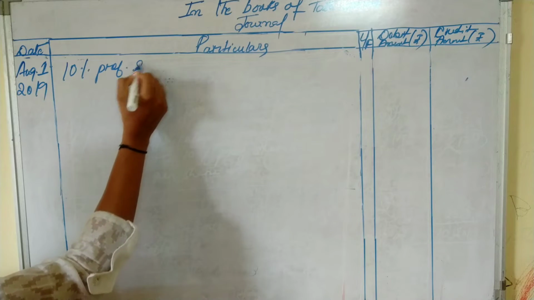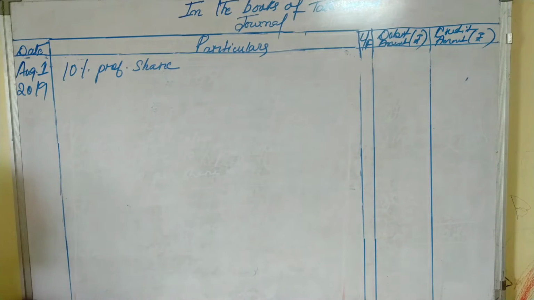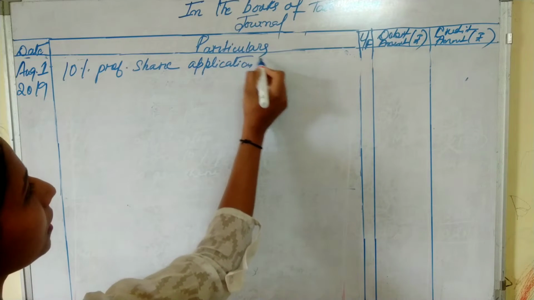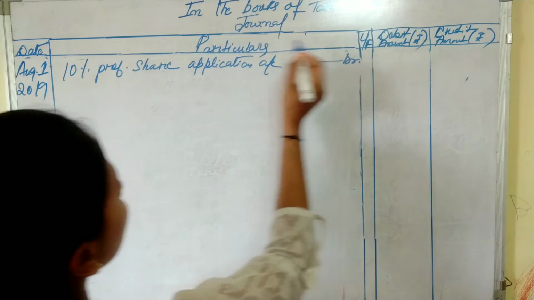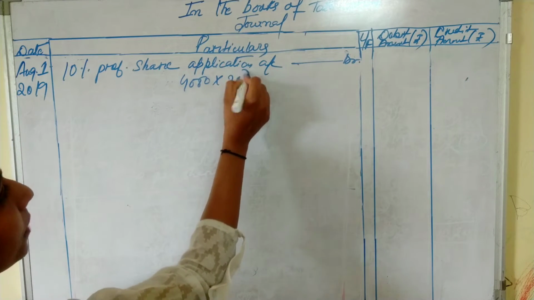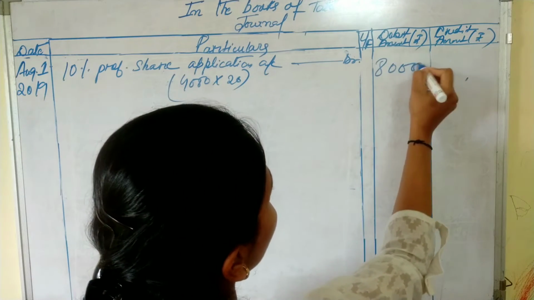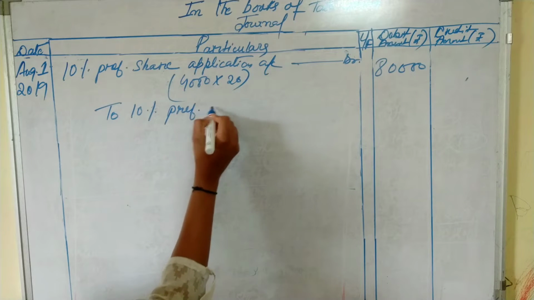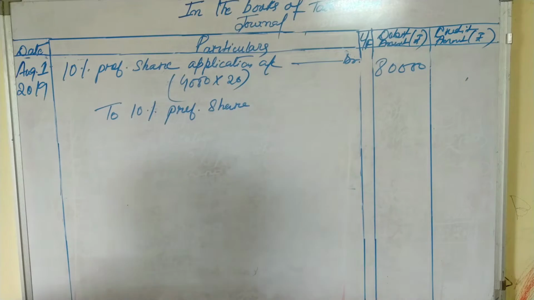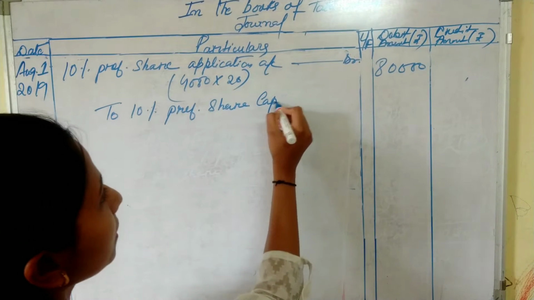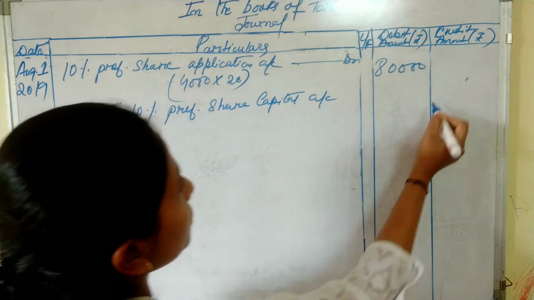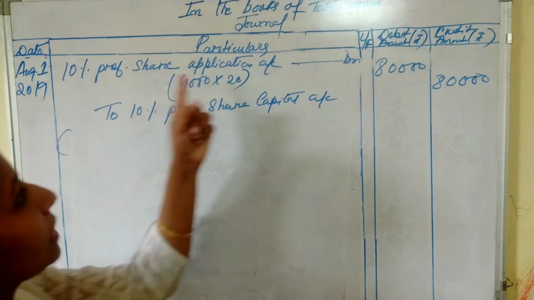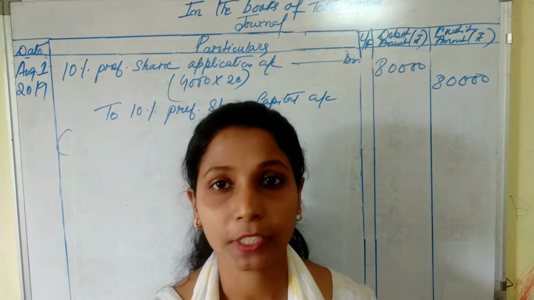10% preference share application account debit. 4,000 multiplied by 20, that is 80,000. To 10% preference share capital account, that is 80,000. Now see, this application money is transferred to the application account.